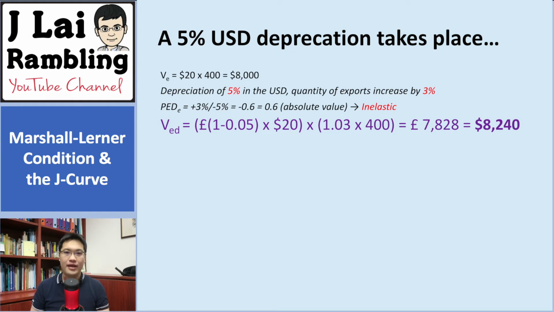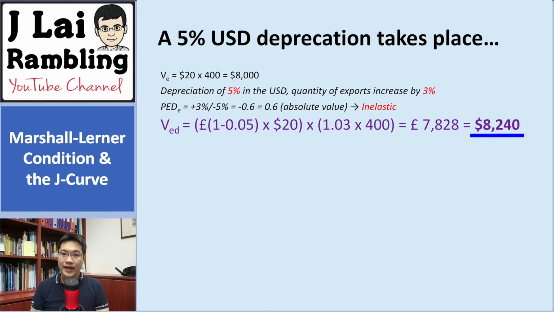It's very straightforward. Multiplied by the new quantity, and this is very simple. Since we already know that the quantity demanded for exports has increased by 3%, it's 1.03 multiplied by 400, and whatever this number is gives us 7,828 pounds. Why is it in pounds? Because we're still looking at this from the perspective of the British buyers. But if we are doing the accounting from the US side, what is the value of exports? We can see that it is $8,240.